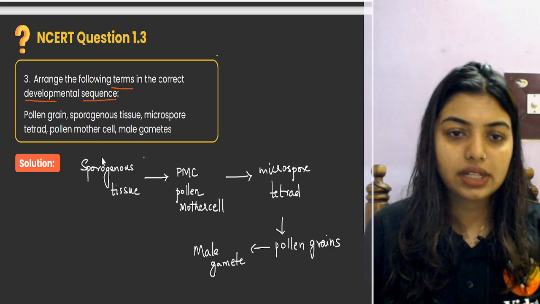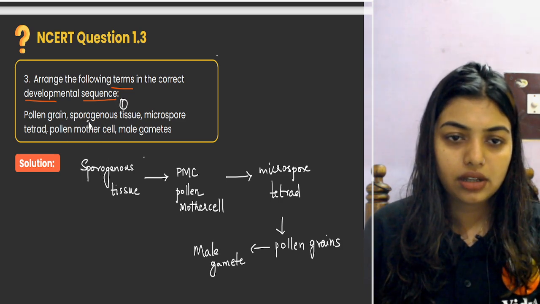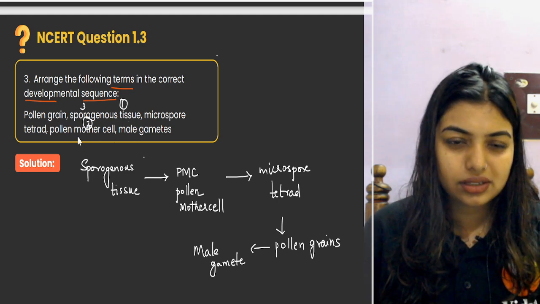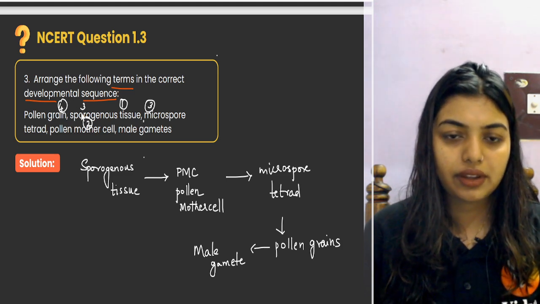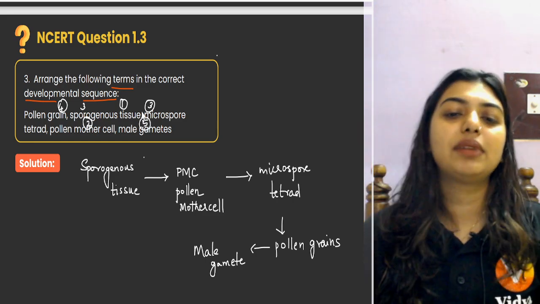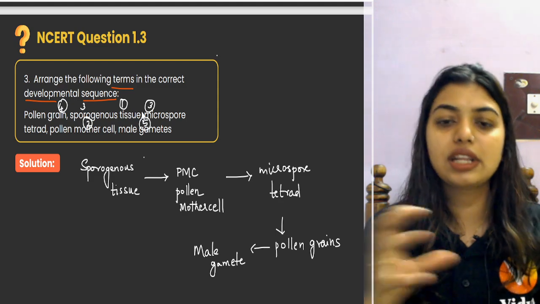So here let's put 1. Let's see if we did everything. When I put the numbers, for me it goes ulta, but otherwise: sporogenous tissue, pollen mother cell, microspore tetrads, pollen grains, male gamete.